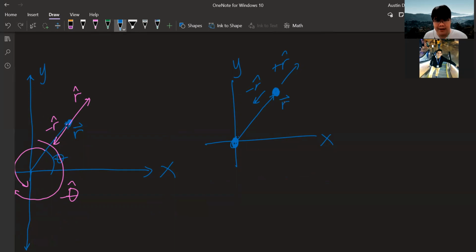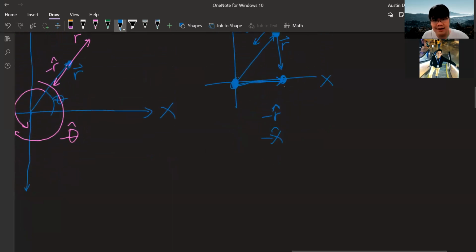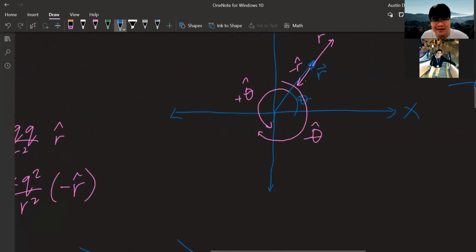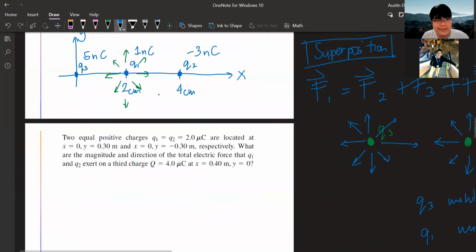Okay, so kapag kino-convert mo yung math, kunwari nilipat mo to dito at this point, negative r hat pa rin siya. And if you convert it, kung ano yung nararamdaman na force nitong nasa origin mo, makukuha mo na negative x hat siya. Okay? If you do the math. But that seems all too troublesome, di ba? Kung imagine mo na lang na ganito. Okay?